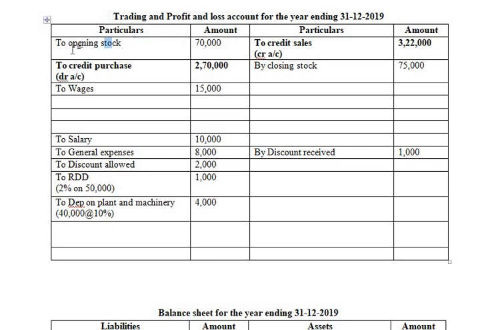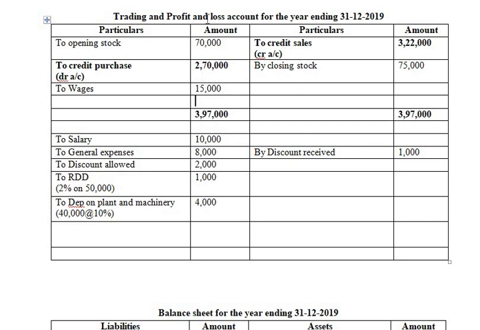Let's close the trading account. The credit side is 3,22,000 plus 1 lakh plus 75,000. What is the balance here? It turns to 3,97,000. Let's write 3,97,000 here. On the debit side also the same amount, 3,97,000.